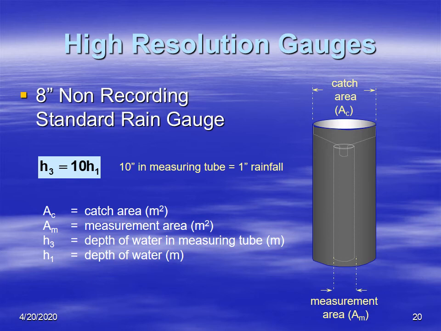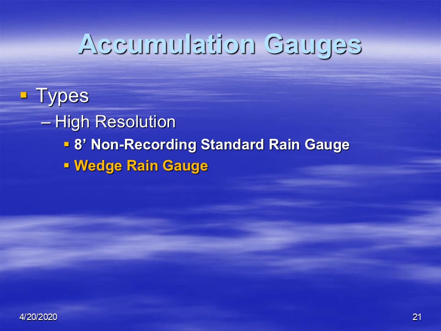So that's a little bit about the high-resolution rain gauge, and specifically we're talking about the National Weather Service standard rain gauge. We talked about the standard 8-inch non-recording rain gauge. That's been the standard of the National Weather Service for a number of years. Now we're going to talk about backyard measurements, and specifically the Wedge rain gauge.